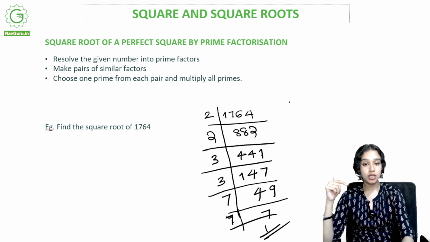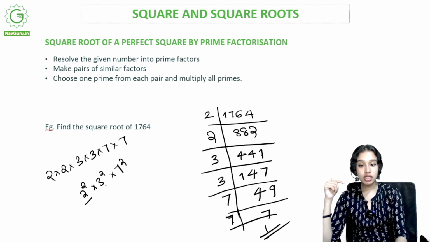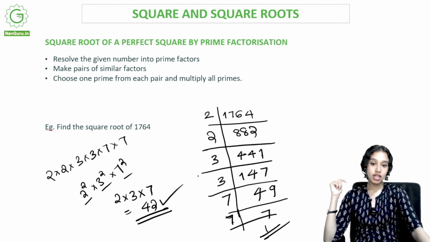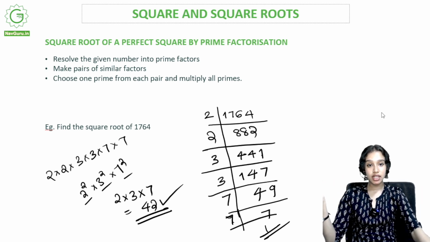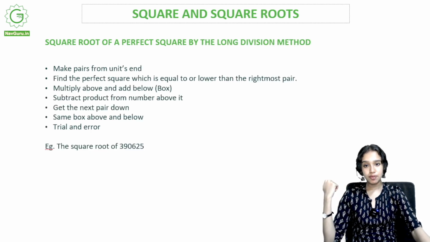So we got it. We have 2 into 2 into 3 into 3 into 7 into 7. So we could write it as 2 square into 3 square into 7 square. Now we choose each one of these, that is 2 into 3 into 7. What is this? 6 7s are 42. So we got the answer as 42. This is how we do the prime factorization method to find the square root of a perfect square.